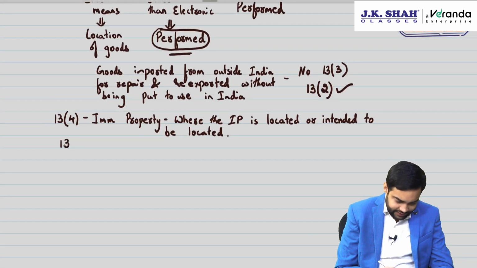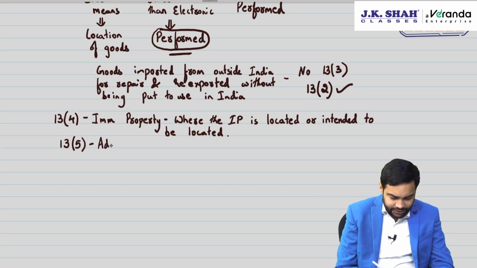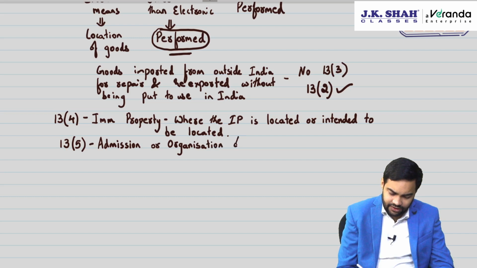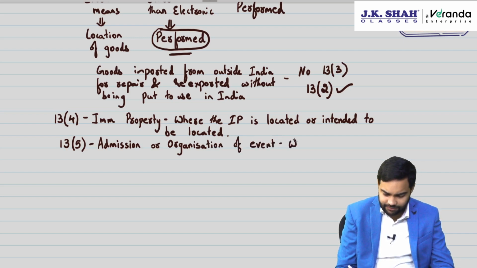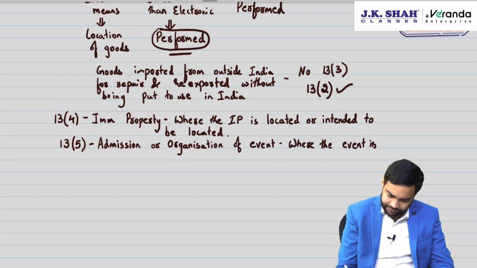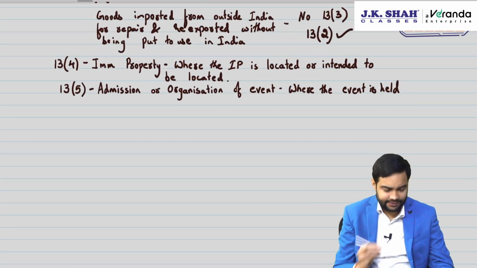Then you have 13.5, which deals with admission or organization of an event. So both are covered, whether it is organization related service or admission related service. Then the place of supply will be where the event is held.